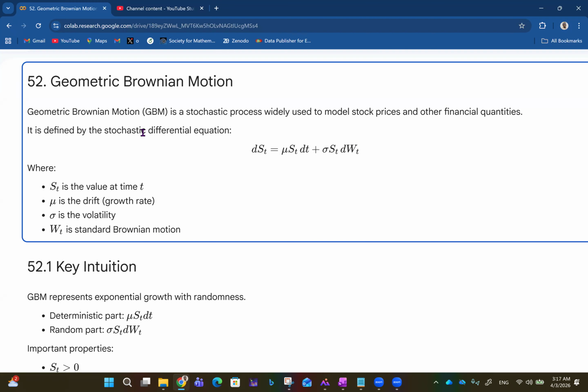It is defined by the stochastic differential equation dS of t equals mu S sub t dt plus sigma S sub t dW sub t, where S sub t is the value at time t, mu is the drift, or if you like, you can call that the growth rate, sigma is the volatility, and W sub t is the standard Brownian motion. So this second part is what makes it a stochastic process, because you see volatility, you see randomness. Brownian motion talks about randomness.